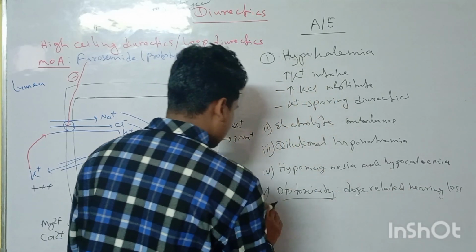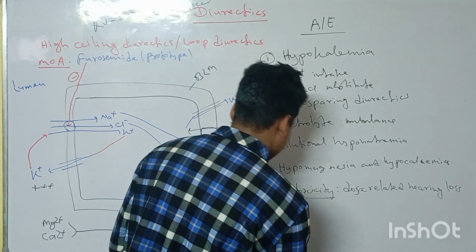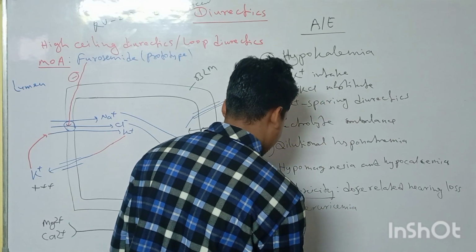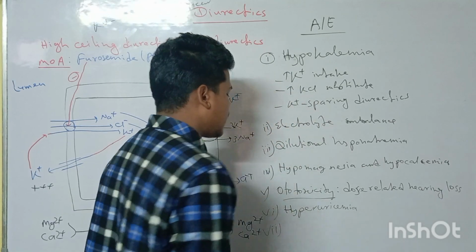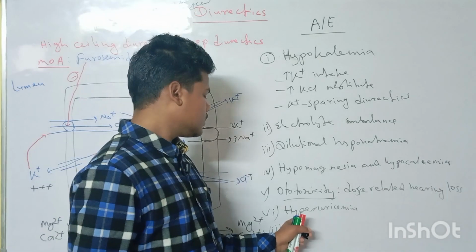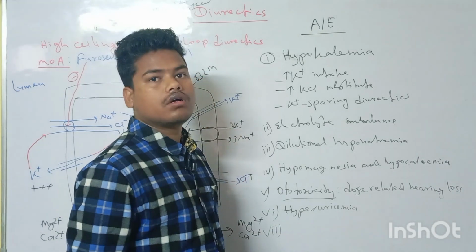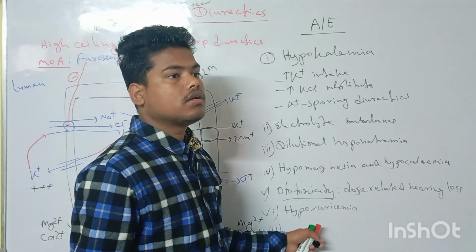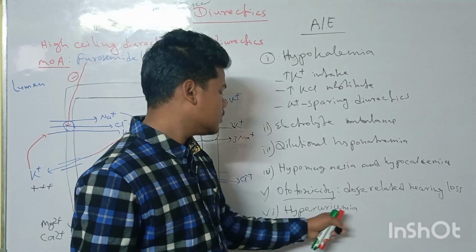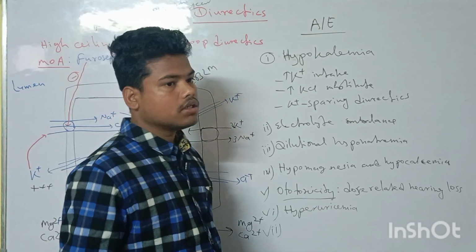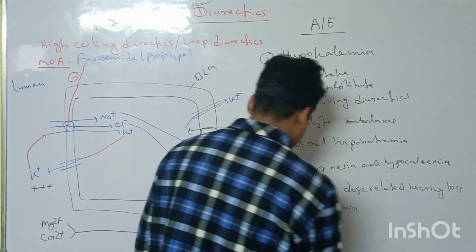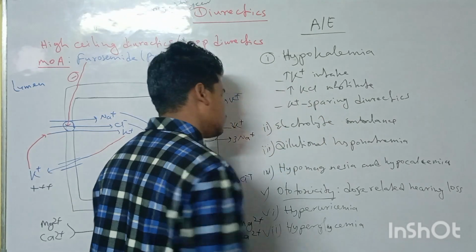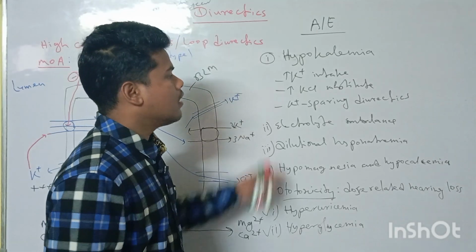Ototoxicity, dose related, is hearing loss, and again there will be some other changes like hyperuricemia. How does hyperuricemia occur? Uric acid is secreted from the proximal convoluted tubule, and this drug by some mechanism will inhibit its secretion and facilitate its reabsorption, and there will be hyperuricemia and hyperglycemia also.